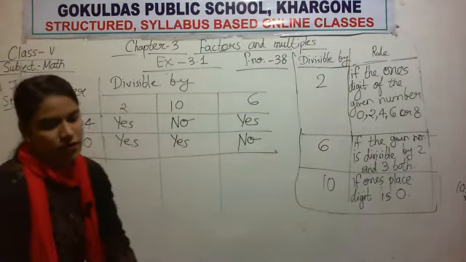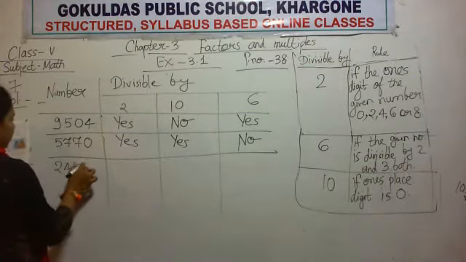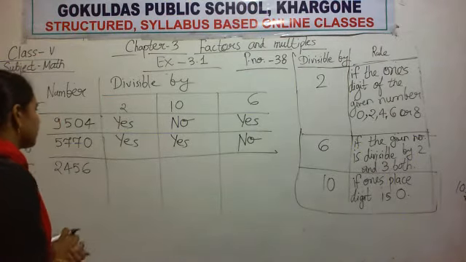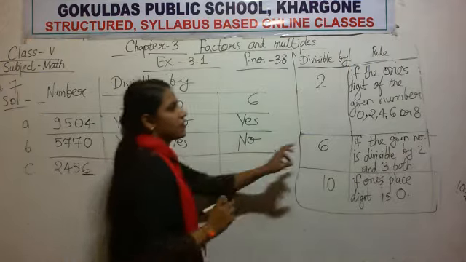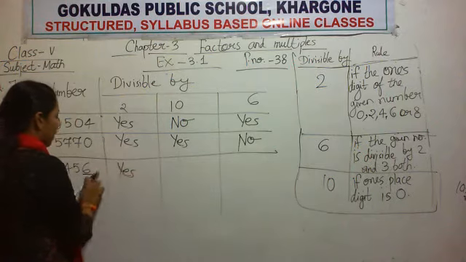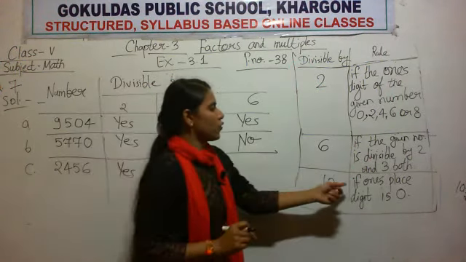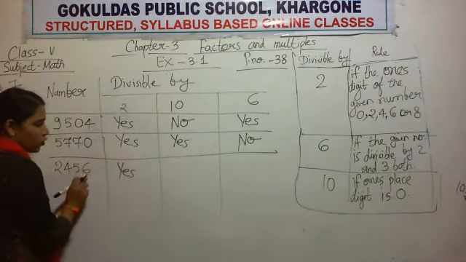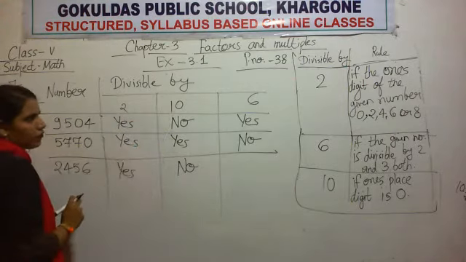Now for C, find the answer. Your given number is 2456. Now check the divisibility by 2. You will check the ones place. If the ones place is 6, then you conclude that yes, it is divisible by 2. Now check divisibility by 10. If the ones place digit is 0, but here the ones place digit is 6, so no, it is not divisible by 10.